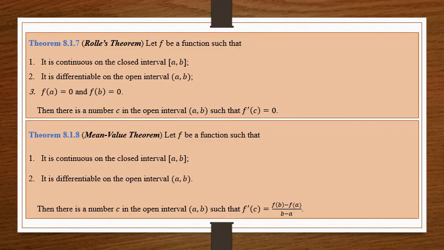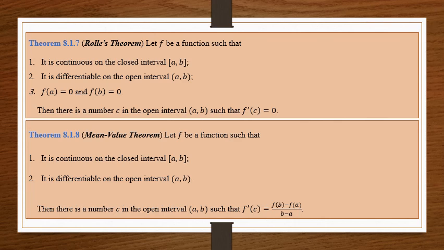In Theorem 8.1.7, that is what we call Rolle's theorem. Let f be a function such that it is continuous on the closed interval [a, b], it is differentiable on the open interval (a, b), and the third condition is f of a equals 0 and f of b is equal to 0, where a and b are from our interval. Then there is a number c in the open interval (a, b) such that f prime of c equals 0.